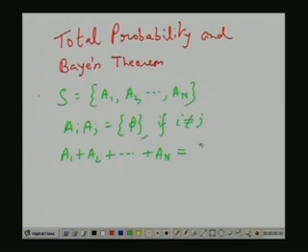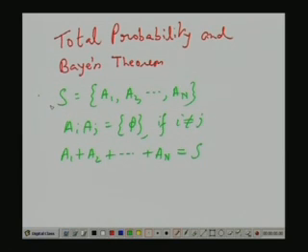union up to An is equal to S. That is a partition. Okay. That is, each is an event and they are mutually exclusive events. But the union of these events is the total event, certain event, or the total set S.